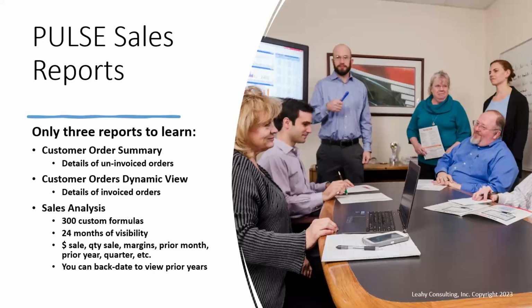Sales analysis is not designed to show you that you shipped 3 of this product on this date, at this price. It's much more strategic than that. We've added about 300 custom formulas. You have 24 months of visibility, and it's designed to give you more summary information. Dollar sales, quantity sales, margin, and that's margin percent and margin dollars, the prior month, the prior year, the prior quarter, so you could look at this month versus the same month last year. You could look at this month versus the last month. So there's tremendous amounts of flexibility.